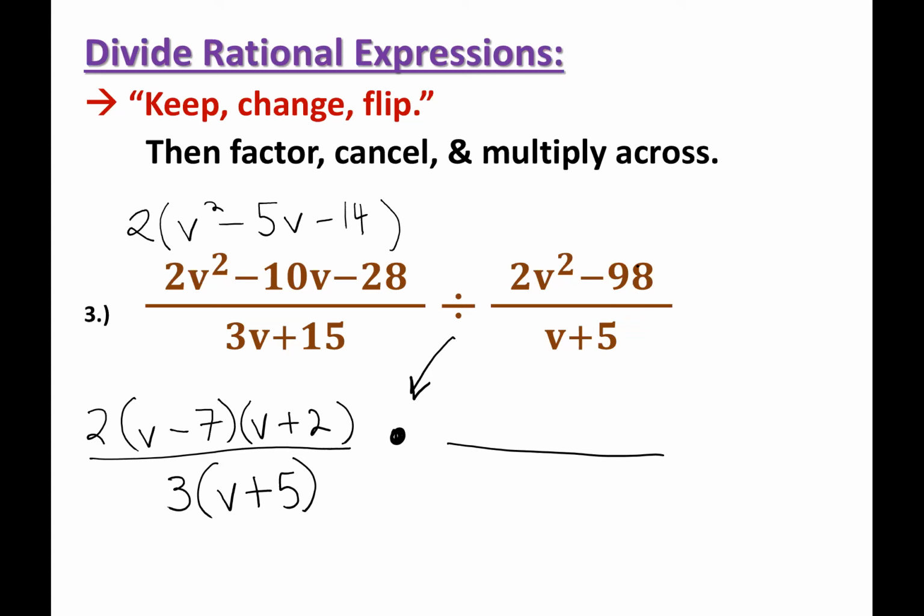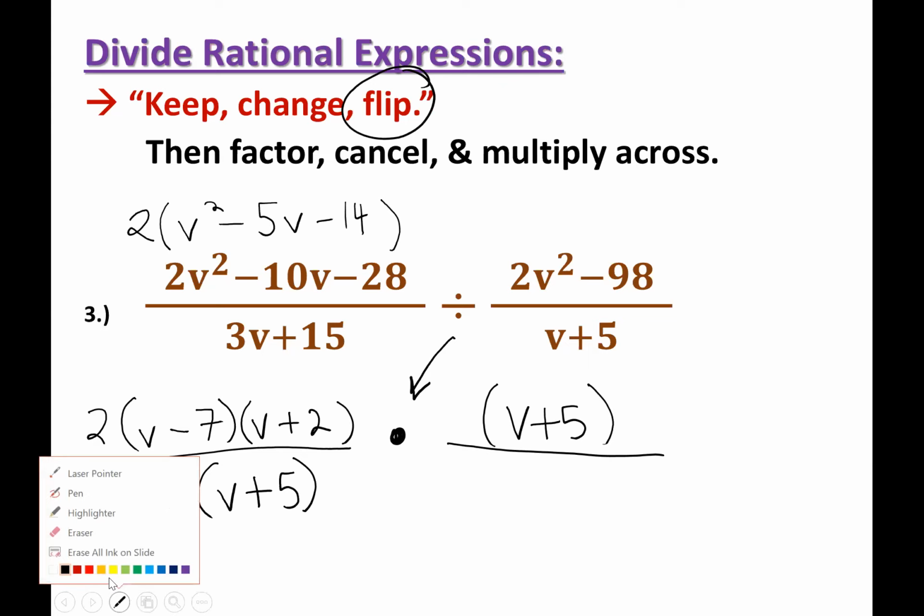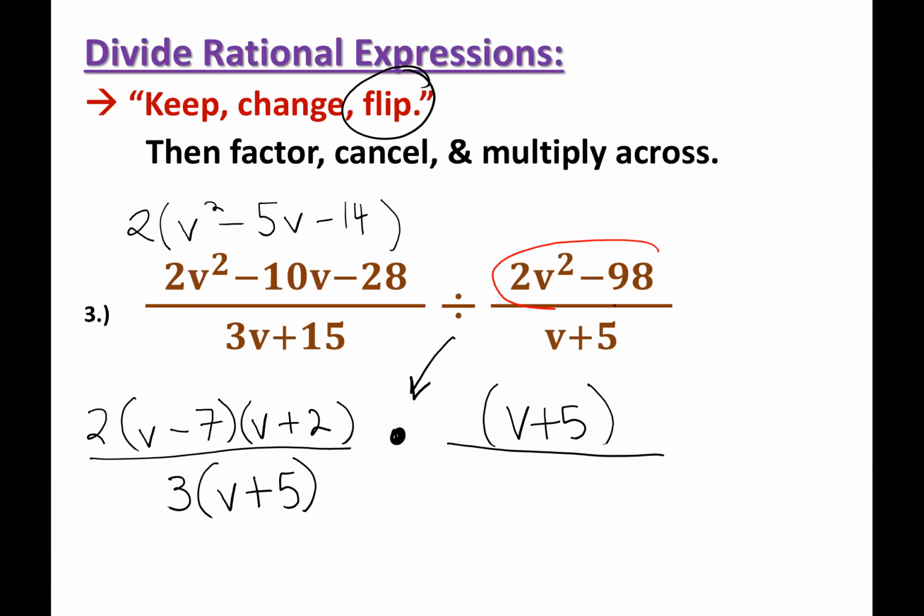And when we rewrite our second fraction, we're going to flip it. That means we're going to take the reciprocal. So this v plus 5 that was in the denominator, let's rewrite that v plus 5 in the numerator. And before we fill in the denominator down here, let's see if we can work on factoring. So 2v squared minus 98 is what we have. Let's take out a 2 first. There's a common factor of 2.